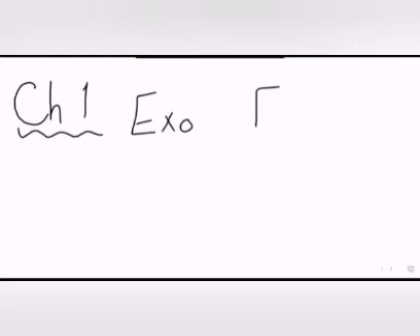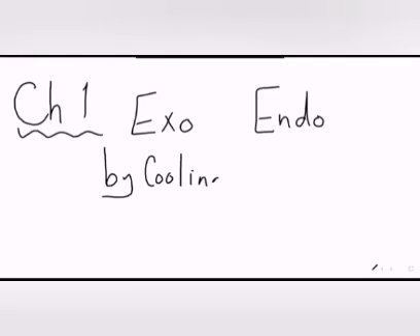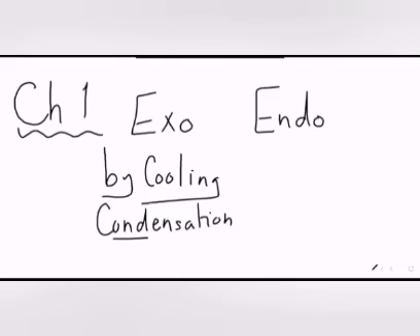Now, starting with chapter 1, which is the states of matter, the most important points that you should keep in mind are the exothermic and endothermic physical changes a matter undergoes. Now, the exothermic ones are those that occur by cooling. What are they? Condensation, freezing, and deposition.